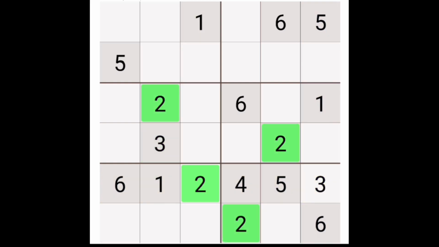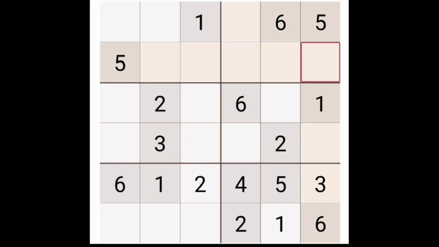Okay. Now let's complete this same block. 4, 5, 3, 2, 6. Only 1 is missing, so let's write 1 here. Okay, so let's complete the sixth column. There are 5, 1, 3, 6 numbers. Only 2 and 4 are missing.